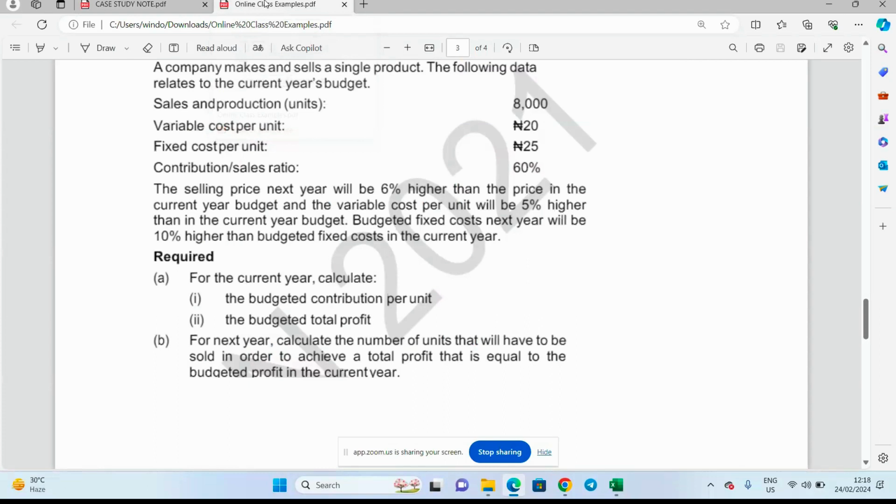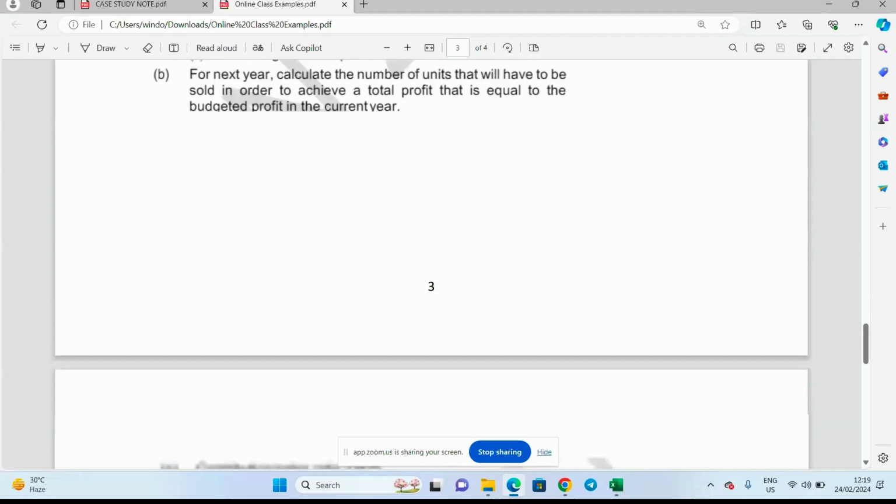Thank you. 220,000 plus this year's profit of 40,000, right? Yes, sir. Plus 40,000, divided by the contribution for next year. How much is it? I think you just worked it out as 32 naira. The contribution for next year is 32 naira. Let's check their solution now.